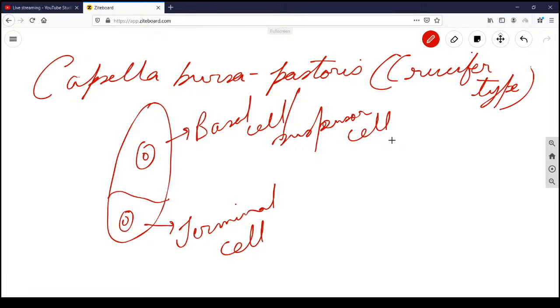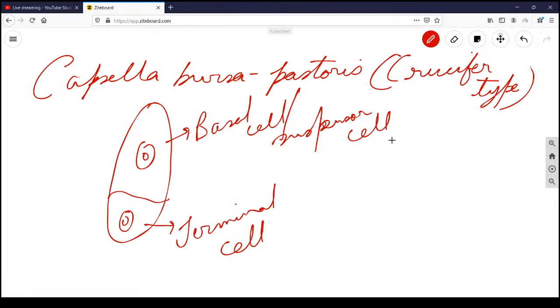The terminal cell in the crucifer type is responsible for giving rise to the embryo. By subsequent division, the terminal cell gives rise to the embryo, while the basal cell keeps on dividing, or it may not divide any further, and keeps on differentiating to form a proper suspensor. That is the aim of this crucifer type division.